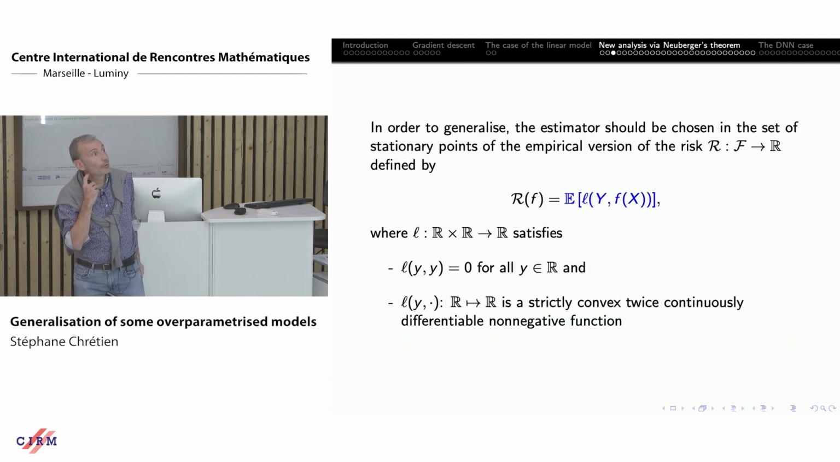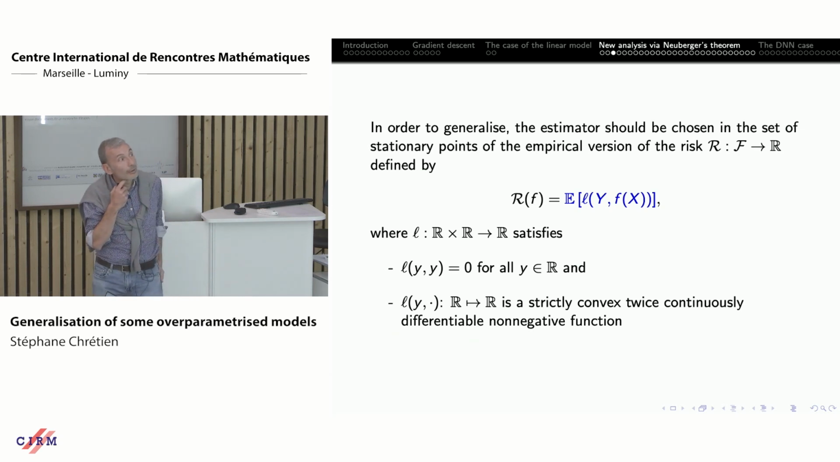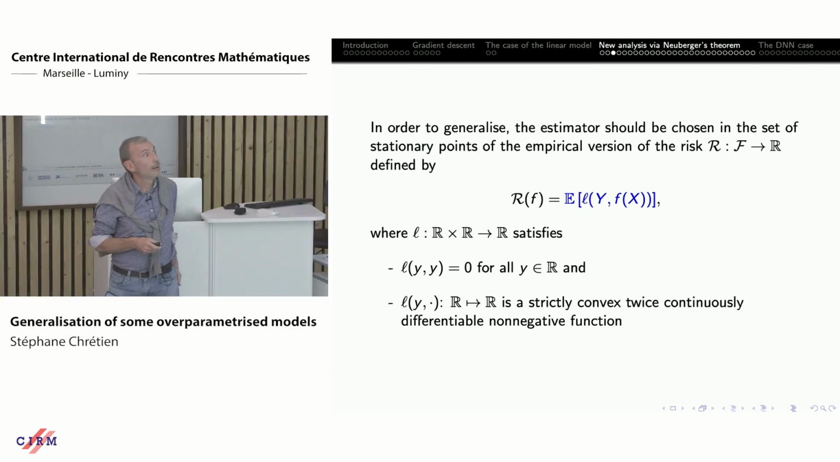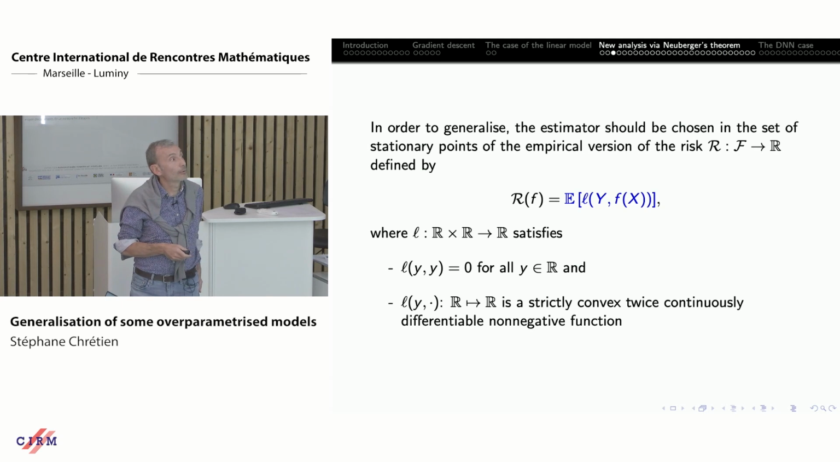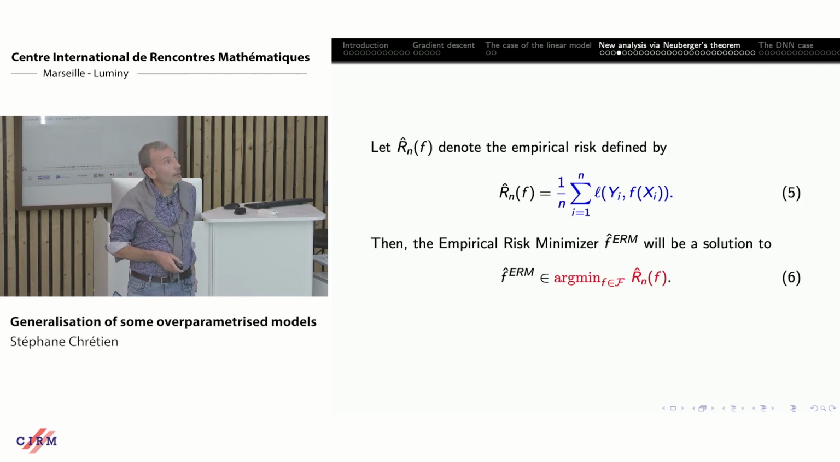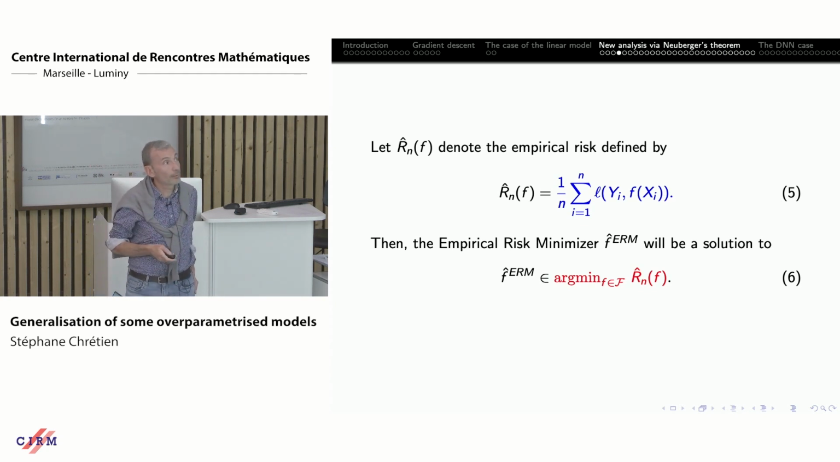Of course what we want to minimize is the expected loss, and we don't have access to this, so you can make assumptions about this loss, such as, of course, it's equal to 0 when the two terms are equal, and we can make the assumption that it can be strictly convex, twice continuously differentiable, and non-negative. What you do in practice is that you replace this by the empirical risk, which is this, and you try and find the empirical risk minimizer, which is a solution of this.